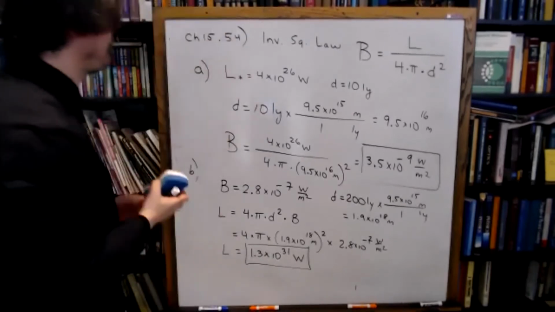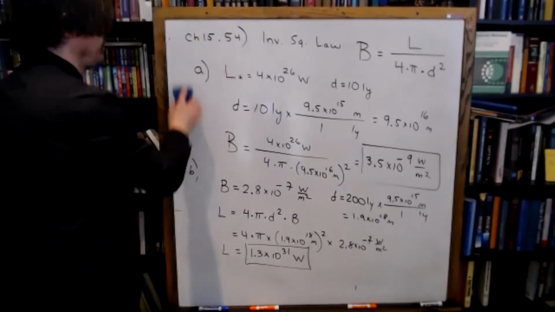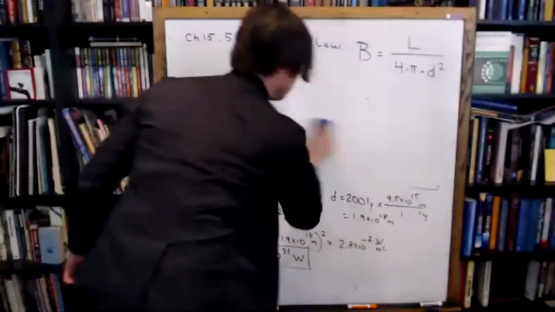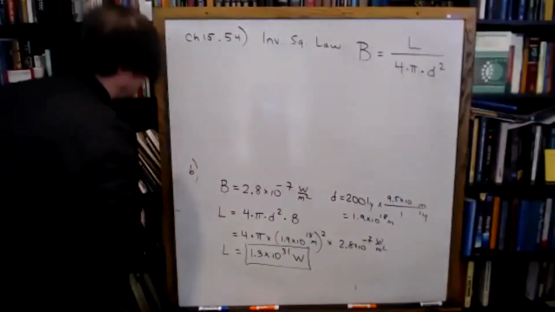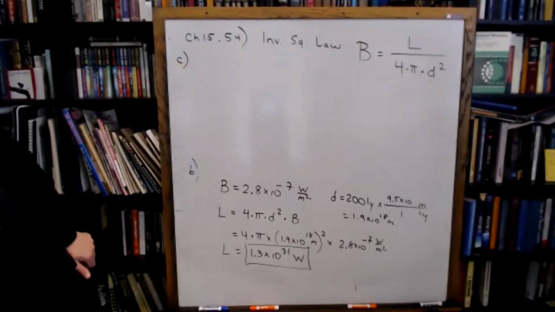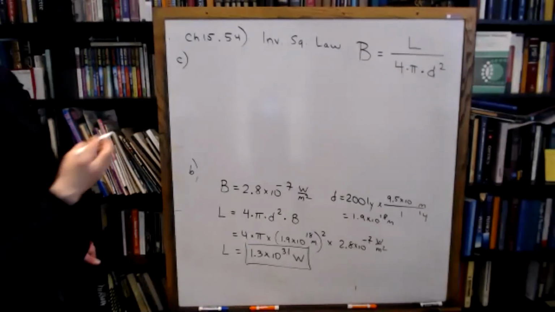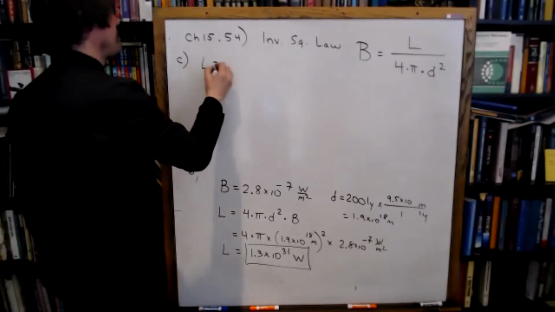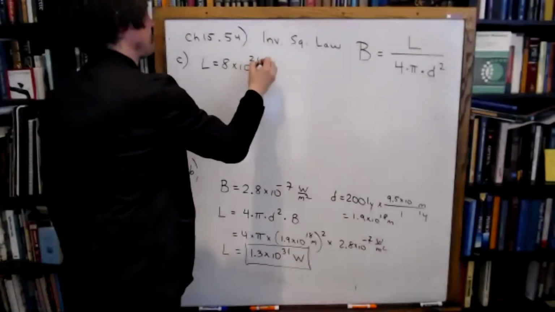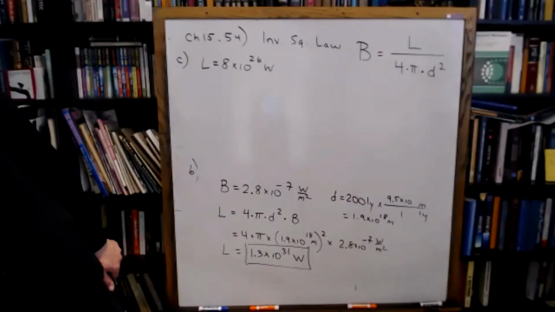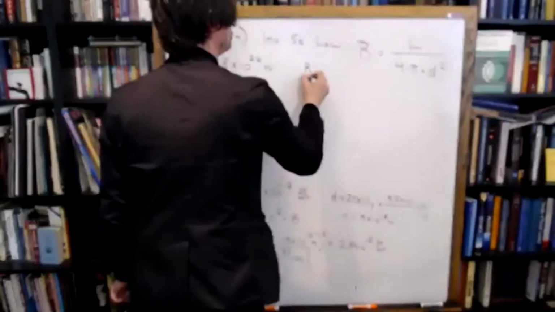All right, I'm going to erase part A up here. A's going away. Part C. Suppose the star has a luminosity of 8 times 10 to the 26 watts. That's double the sun's luminosity. And a brightness of 3.5 times 10 to the minus 12 watts per meter squared.